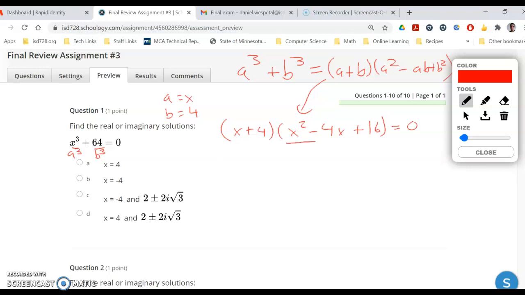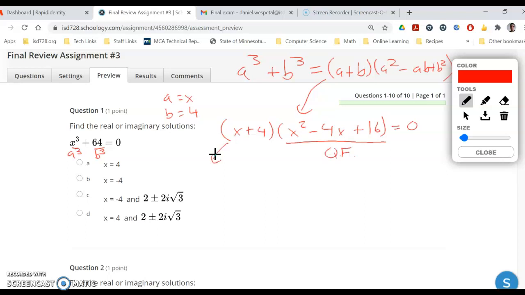Certainly it would make sense to try to factor this further, but the reality is it won't factor. So if we look at the things that multiply to positive 16 and add up to negative 4, we need two negatives, but none of the pairs work. 1 and 16, 2 and 8, 4 and 4, none of them will add up to negative 4. Okay, so since it does not factor, we're going to end up having to solve it with quad formula.